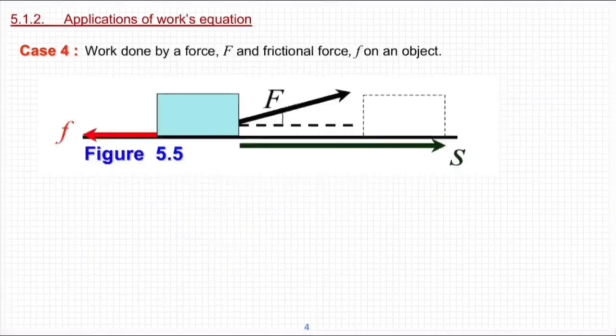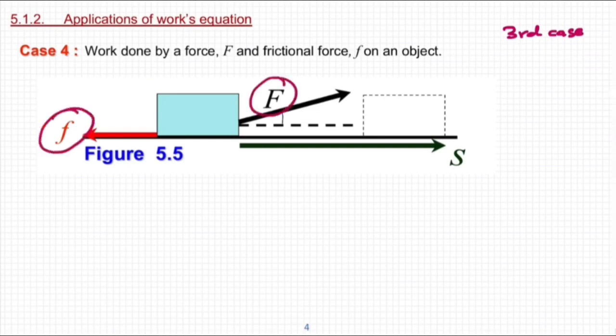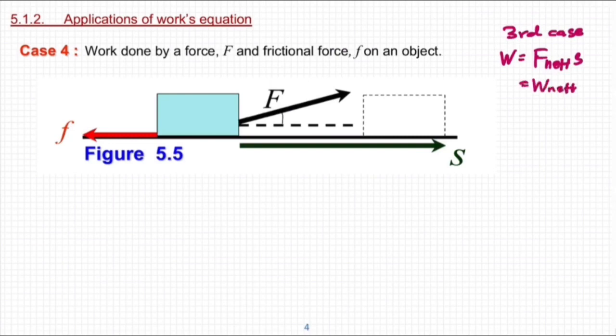So for the fourth case, we also have two forces. In this case, we have force F and also frictional force. And the difference here is that you can see force F has an angle to the horizontal. So for this, if we want to find the work done, we can do the same thing as we did for the third case, where we have two forces or more, and we can use W is equal to F net S. And this is actually equal to the net work. So using that formula, net work is equal to F net S, and then what we have to do is find F net.